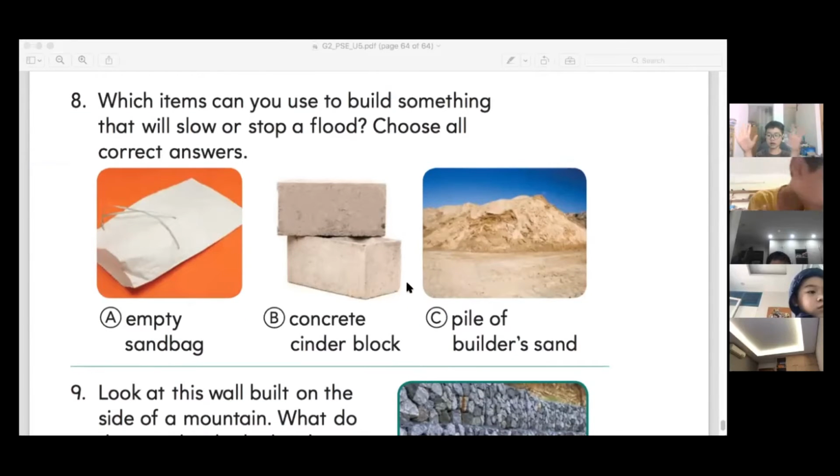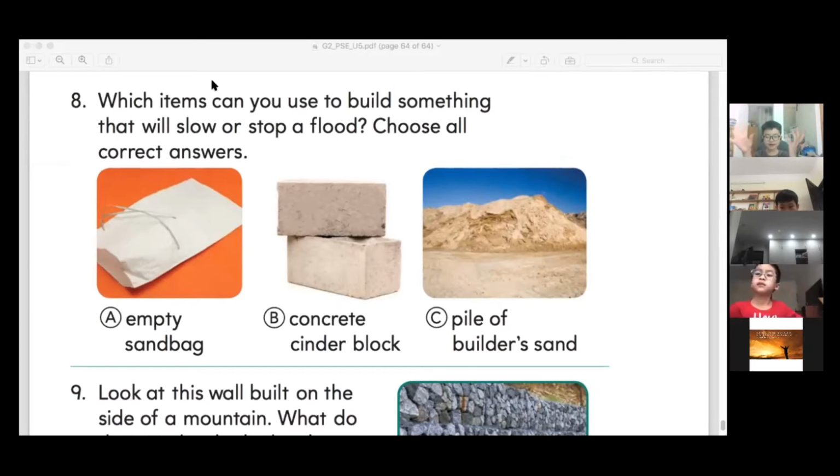Okay. Number 8. Let's hear number 8 from Cherry. A, B and C. B and C. I have a question, Cherry. Where do you put this sand? How do you use letter C to build something? I make it a hill.